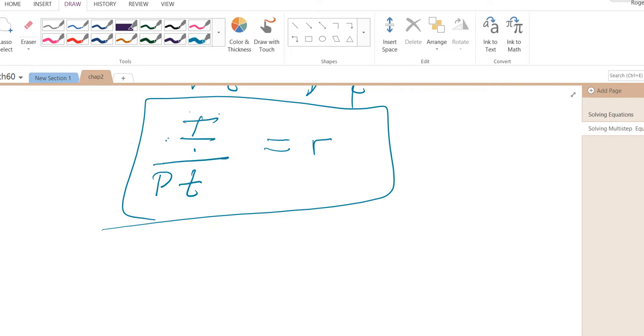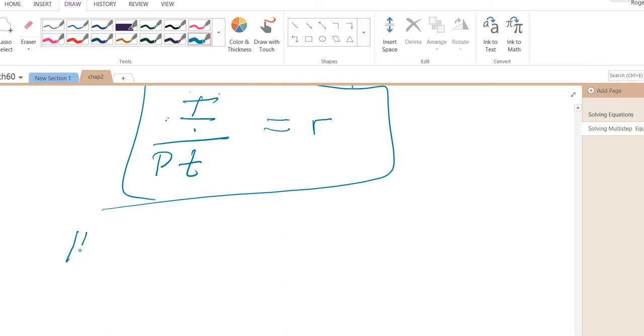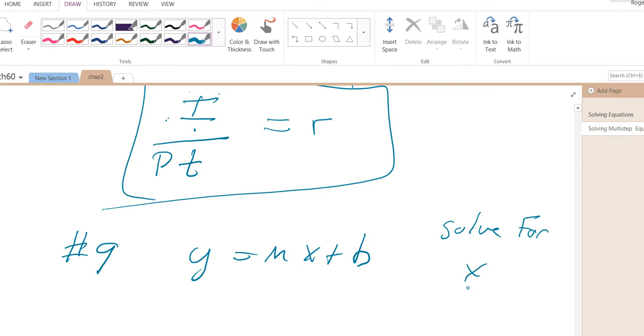Okay, number 9 is something you're going to be working with in the next chapter. Y equals mx plus b. We're going to solve for x. Solve for x. Number 9. Okay? So if we're going to solve for x. Oh, solve for m? Oh, I'm sorry. That's what you were trying to tell me before.